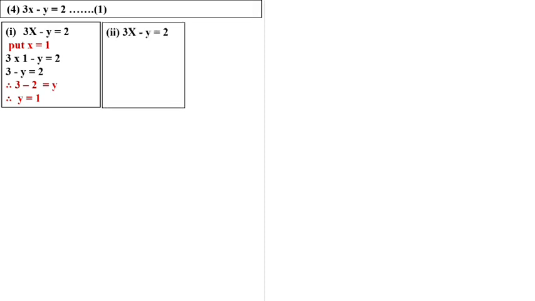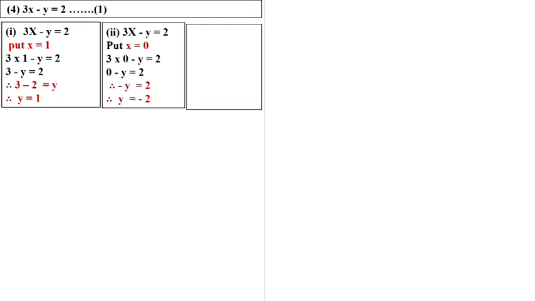In the same way we will solve the second one. So we will take the x value as 0. In the same way we will solve. So here minus y equal to 2. It means y equal to minus 2. The minus sign will go to the 2.